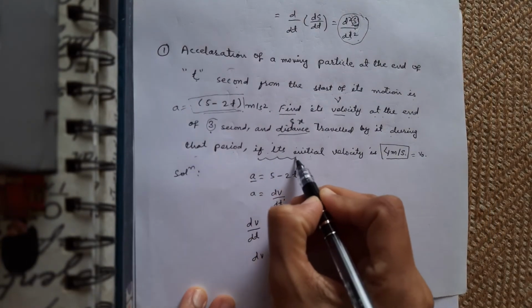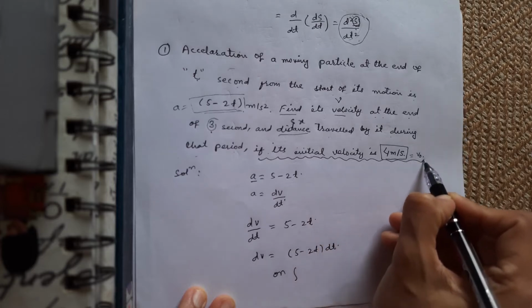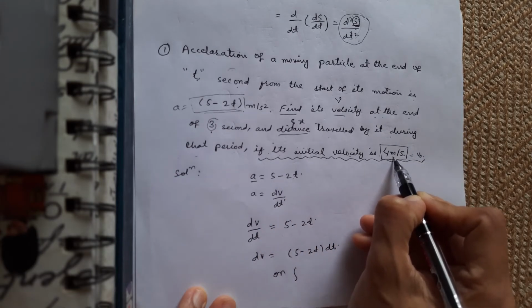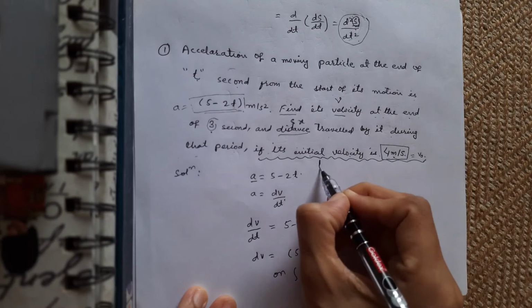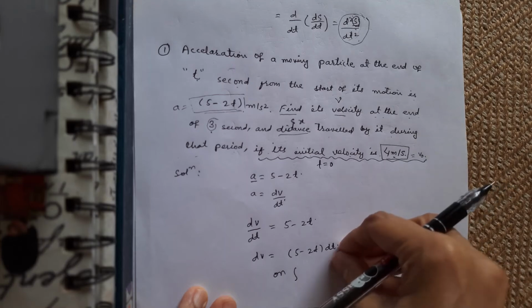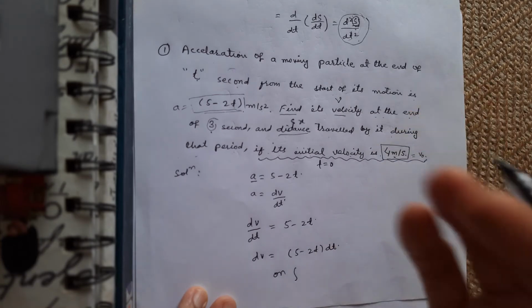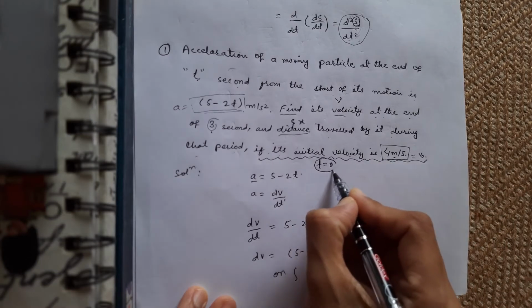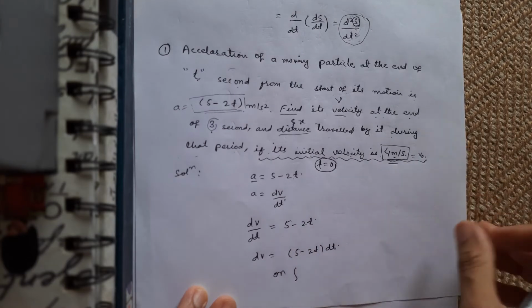What is its initial condition? Initial condition is given that its initial velocity is 4 meter per second. So it means when time is 0. Initial condition means when the event is started. At that time is 0. We consider time as 0 second. So when time is 0, the velocity is 4 meter per second.